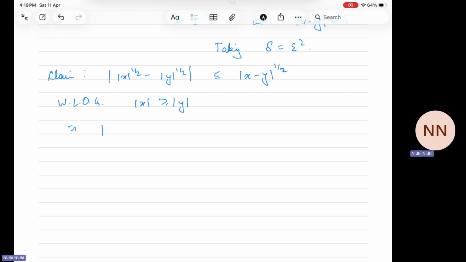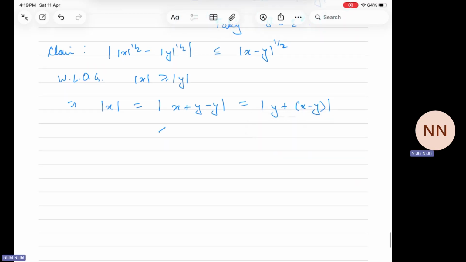Then mod x is equal to mod of x plus y minus y, which can be written as mod of y plus x minus y. Now by the triangle inequality, this will be less than or equal to mod y plus mod x minus y, and this will obviously be less than or equal to mod y plus mod x minus y plus 2 mod y to the power 1 by 2 mod x minus y to the power 1 by 2. We are just adding some positive term.